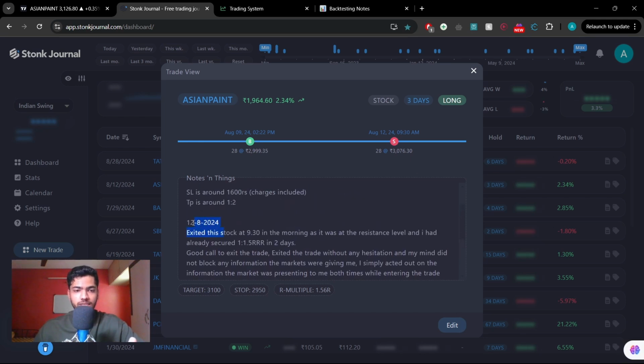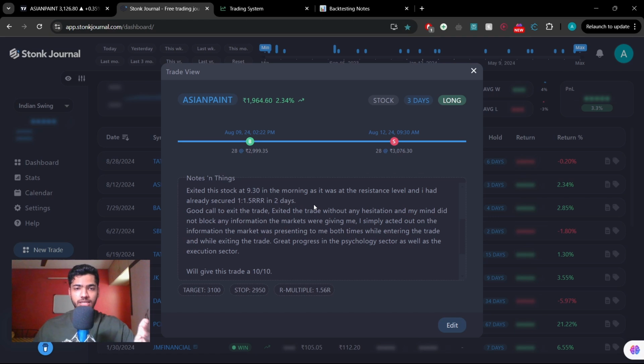And on the very next trading day, which was on Monday, on 12th of August, exited the stock at 9:30 in the morning, as it was at a resistance level, and I had already secured 1:1.5 risk to reward in 2 days, which was absolutely amazing according to my trading plan, I should say. Good call to exit the trade without any hesitation, and my mind did not block any information the market was giving me. I simply acted on the information the market was presenting to me, both when entering the trade and exiting the trade. This is absolutely important information.